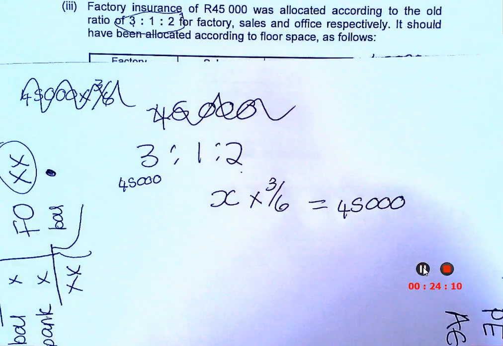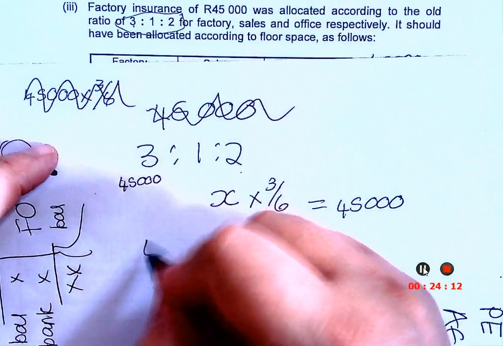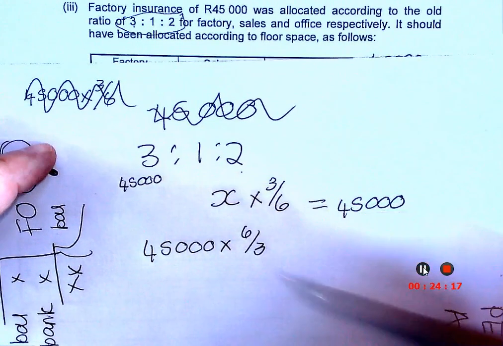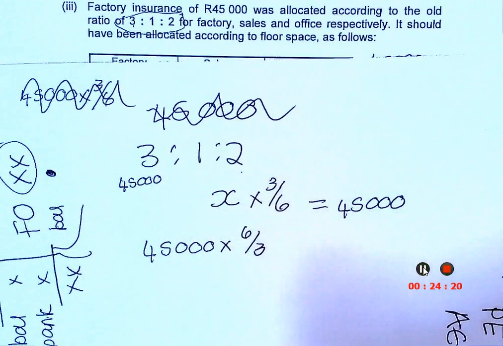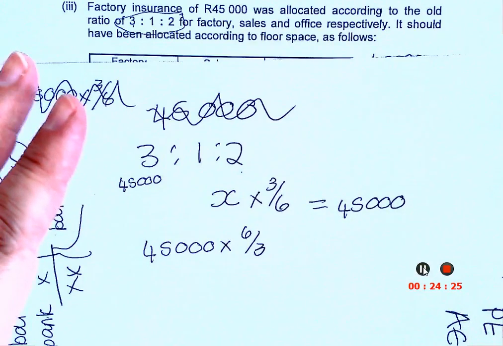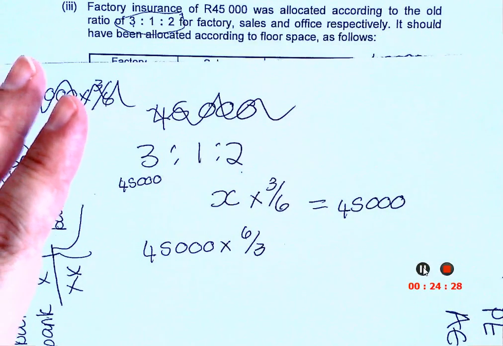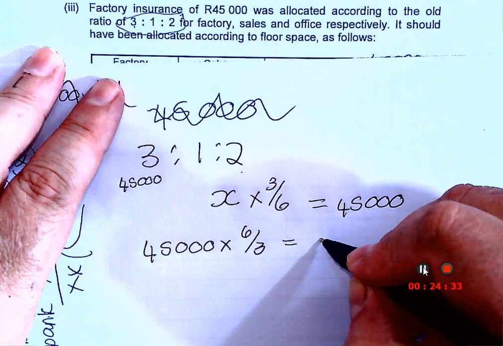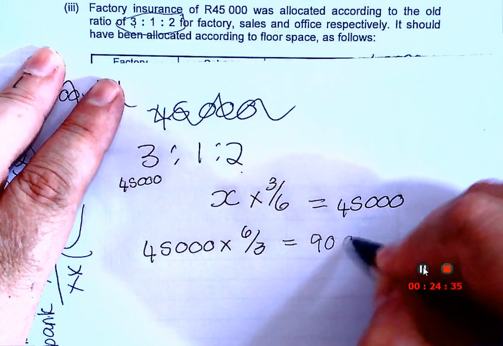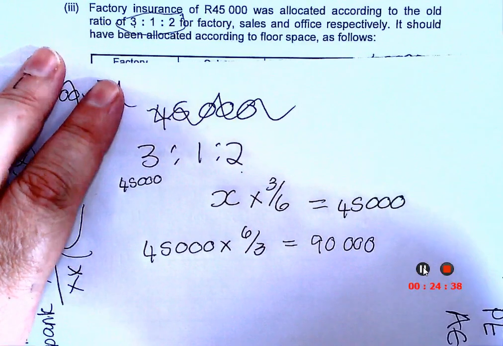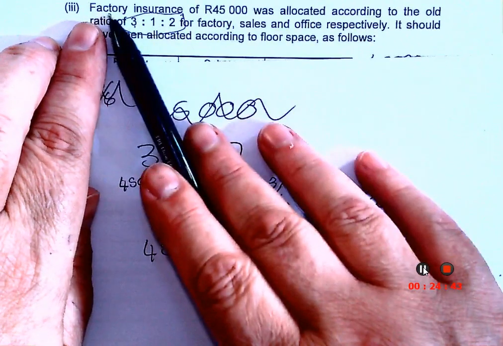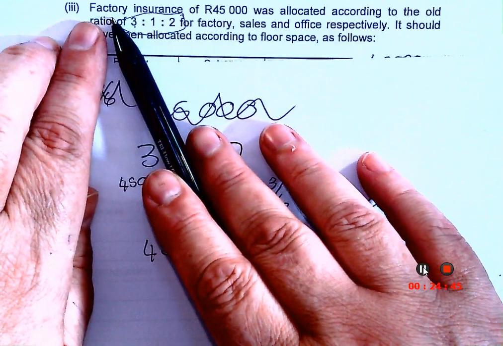So now I want to go back to the original. So how do I do the original? I say 45 times 6 over 3, which is 90,000. Now I'm going to get 90,000, the original insurance. And now I'm going to what? It should be factory insurance, meaning it's already allocated.